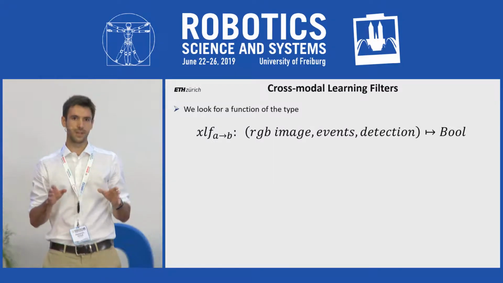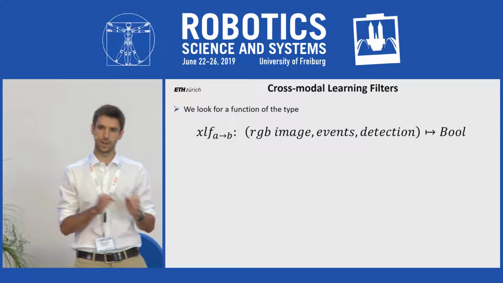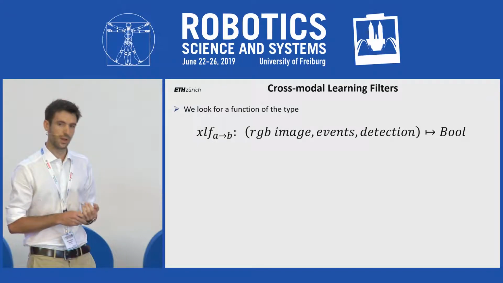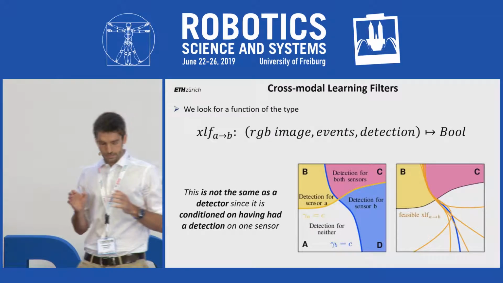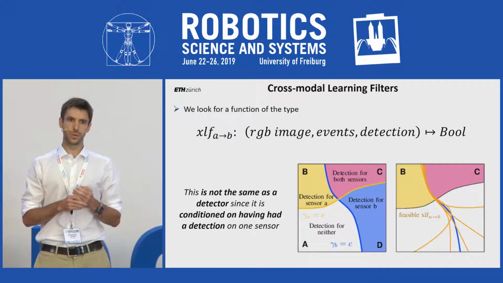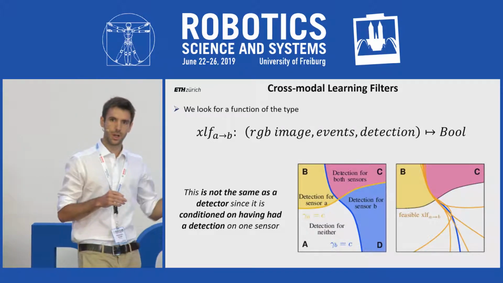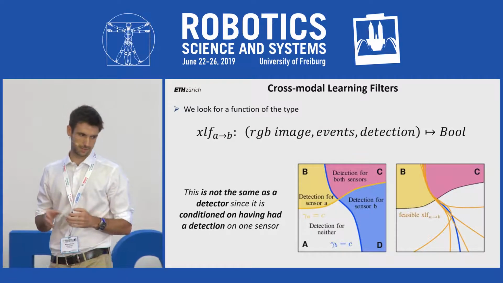So cross-modal filters are functions that, given a pair of data and a detection, should tell us whether or not we should use that training sample for the new detector. Note that this is not the same as a detector itself, because we want to reconstruct the decision boundary only conditioned on having had a detection in one of the two domains.